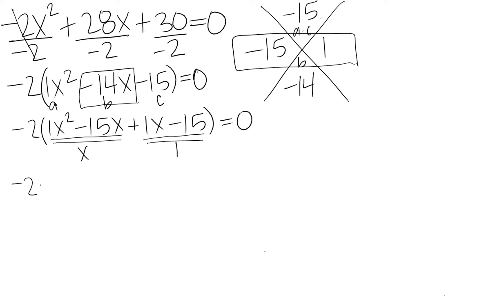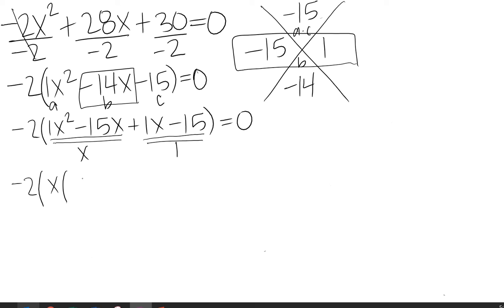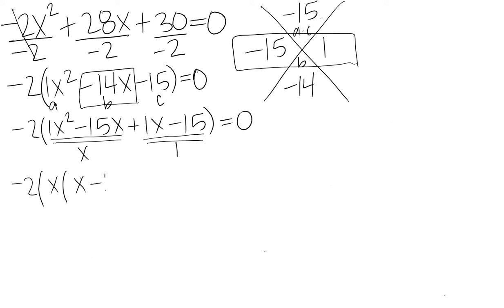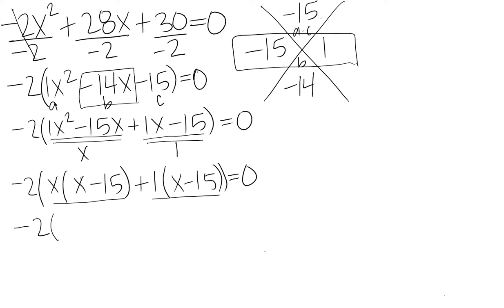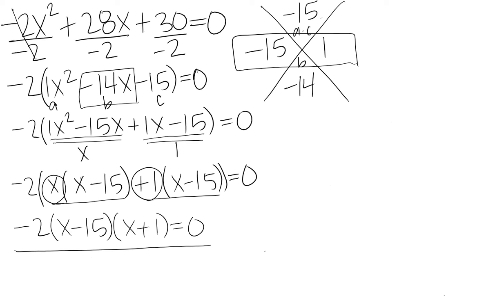So I've got negative 2 out front still. And then if I factor out an x, I would be left with just x and then minus 15. Okay, and over here I'm going to factor out a 1. And so I would just be left with the same thing, x minus 15. Okay, so now the last step would be to factor out the x minus 15. So I would have x minus 15, and then I would be left with x plus 1. And this is my factored form.